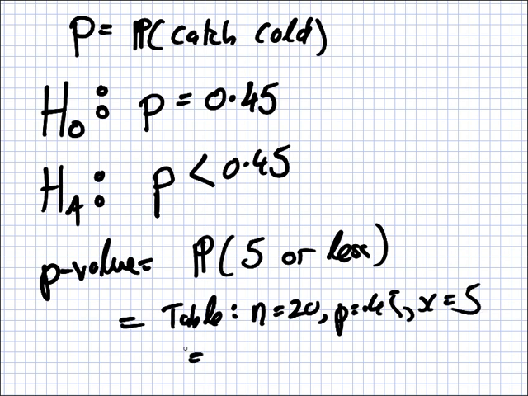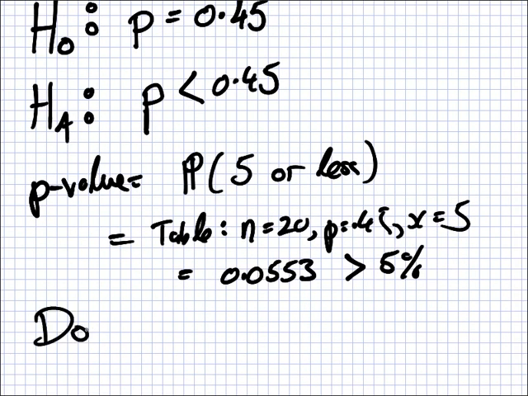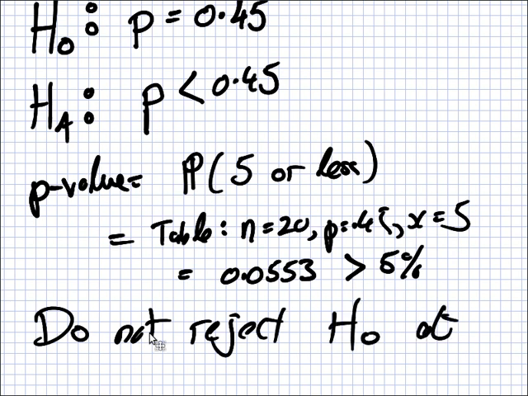And I have the table here. I did have it. Where did it go? Oh, here it is. 20, 0.45, and what am I looking up? 5. That comes in at 0.0553, which is more than 5%. So what does that mean? You do not reject. Do not reject the null hypothesis at the 5% level.